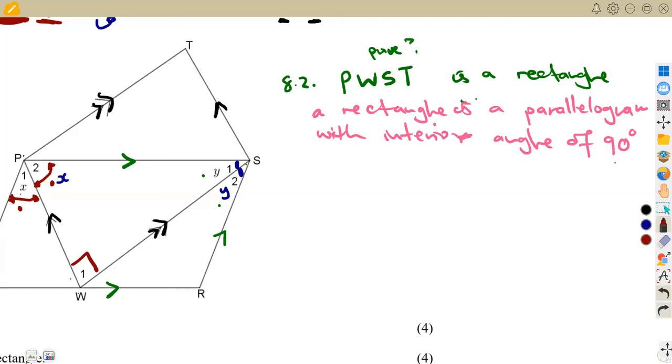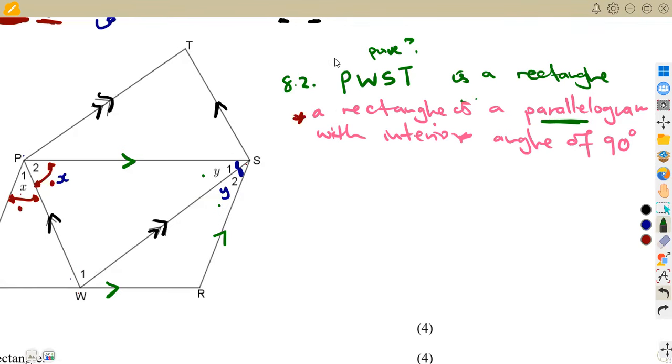The first thing that we can see is that it's already a parallelogram. All right. This is not part of your proof. I'm not answering the question, I'm just explaining to you what you need to understand. So we are saying a rectangle is a parallelogram.